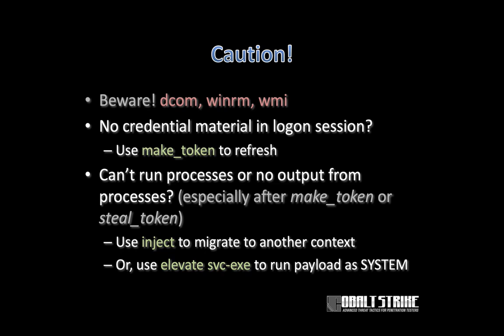You may also see, if you do make_token or steal_token, that you can't run processes at all, or that you get no output from processes. If that happens, inject to migrate to another process context, or use elevate svc-exe to run a payload as SYSTEM and work to meet your objectives from there. The main thing I want you to understand is if you see this behavior, you're not crazy, you didn't do anything wrong, and after 8 years of developing this tool set, I still don't know what's happening here either.